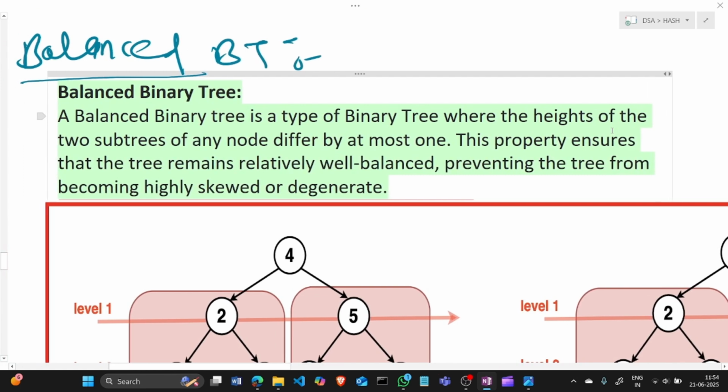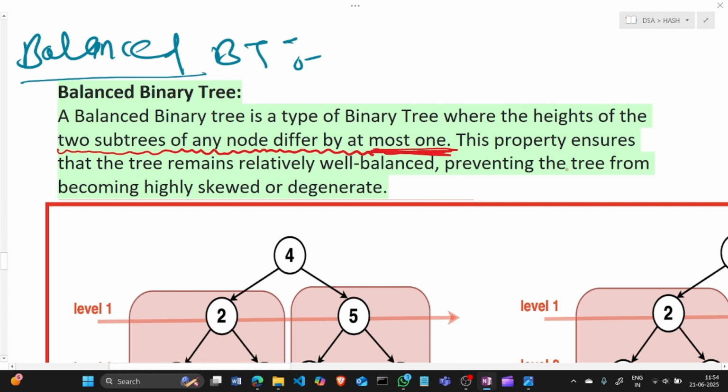Balanced binary tree. A balanced binary tree is a type of binary tree where the heights of the two subtrees of any node differ by at most one. This property ensures that the trees are relatively well balanced, preventing the tree from becoming highly skewed or degenerated.